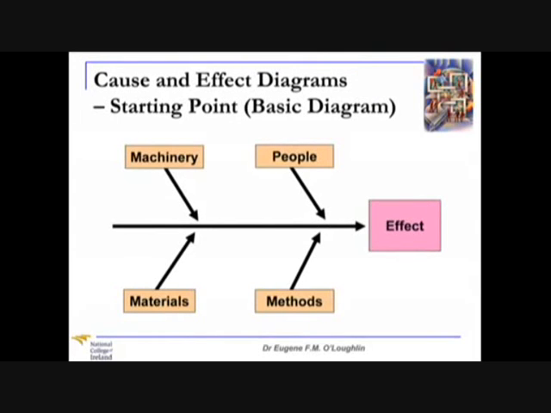So here, for the purposes of this video, we have a simple cause and effect diagram starting point with machinery, people, materials and methods that cause a possible effect, as we've mentioned before. If we need another category, we just simply add one in. So for example, we could add in money as a category here, or equipment or some other type of category. But for the moment, let's stick with these 4.